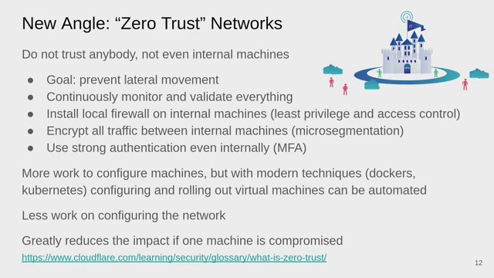Install local firewalls on internal machines, which gives you least privilege and access control to some extent. And then, what I just mentioned before, encrypt all traffic between internal machines, which implements some form of microsegmentation, allowing you to protect against any kind of sniffing attack, even if VLAN fails, for example. This ensures that even an attacker that sits on your network or near your network cannot get access to it. And then strong authentication, even internally, such as multi-factor authentication.